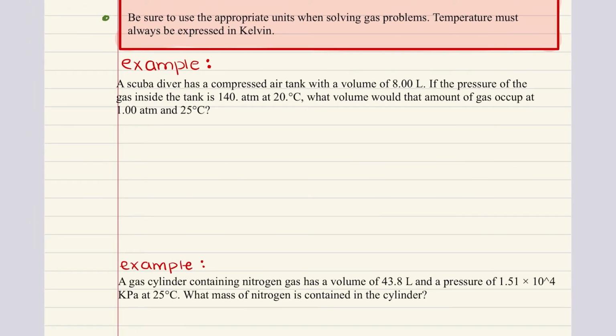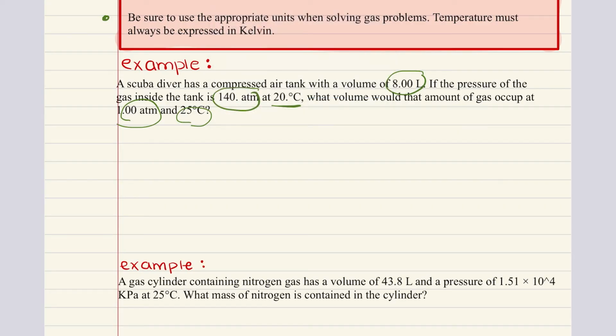This problem says a scuba diver has a compressed air tank with a volume of 8 liters. If the pressure of the gas inside the tank is 140 atmospheres at 20 degrees Celsius, what volume would that amount of gas occupy at 1 atmosphere and 25 degrees Celsius? All right, first we have to consider which gas law should be used. If a gas undergoes changes in condition, we just said that the combined gas law usually serves as the best approach, right? And our gas seems to change conditions here.